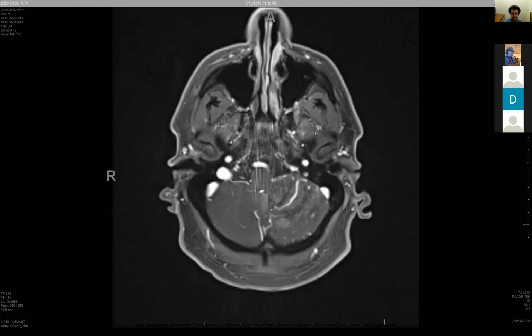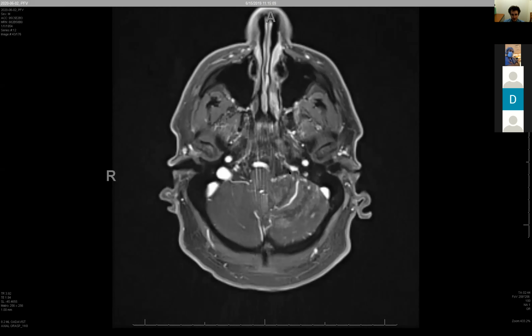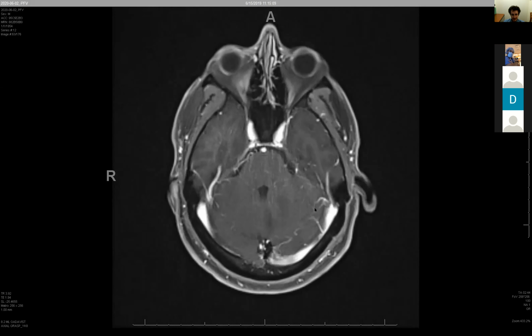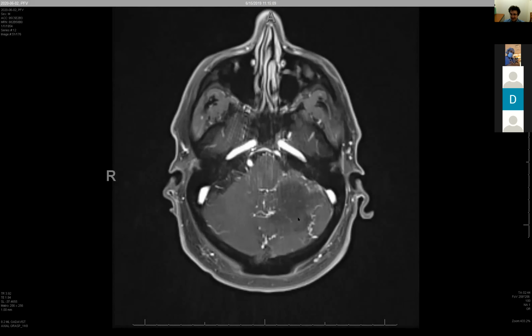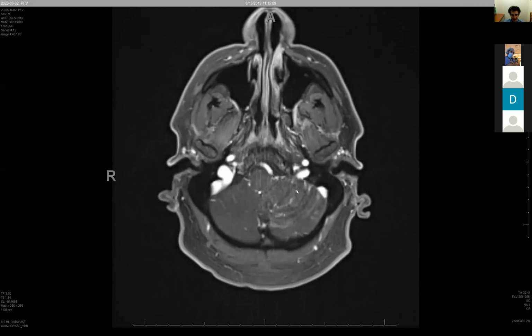You see that vein here? Right there. And you see how the whole congestion is really around it. So I think all these other veins are basically trying to decompress the area. But the principal drainage is through this.